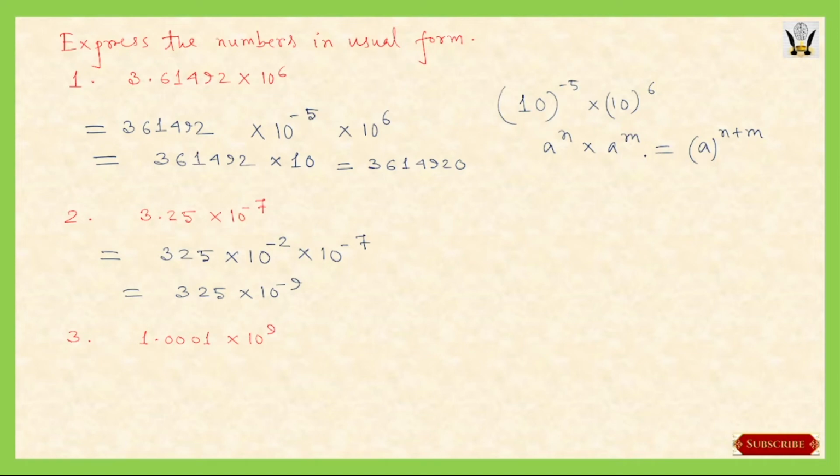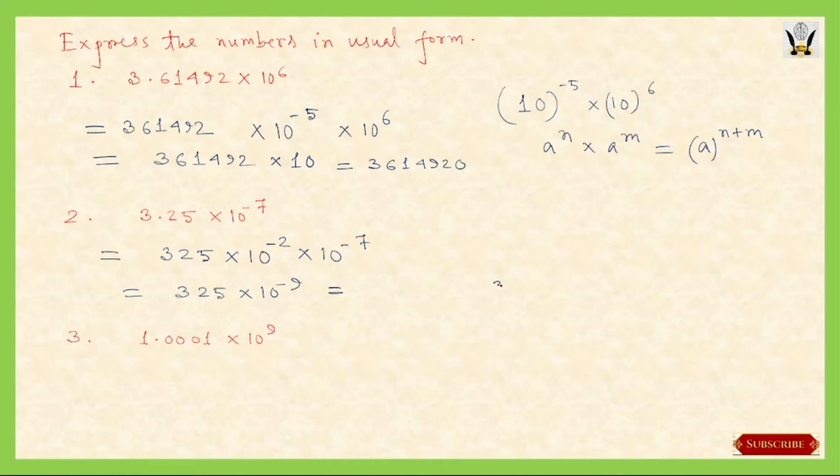As we know this law, it will be n plus m, so minus 2 plus minus 7, so it will be minus 9. Now this is not yet complete. 10 to the power minus 9 means 325 will be divided by 10 to the power 9. This time at the end we have this decimal point. If we want to remove this factor 10 to the power minus 9, then this decimal point, which is located at the end, will move towards the left, right? So towards the left, and by how many digits? By 9 digits, 9 places.